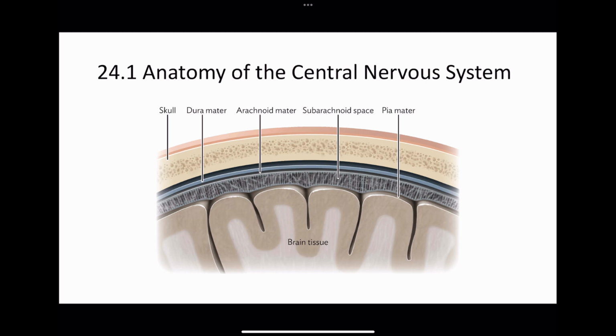The pia mater secretes a clear fluid derived from the blood called cerebrospinal fluid into the subarachnoid space. The subarachnoid space is between your arachnoid mater and pia mater. It is filled with cerebrospinal fluid, which cushions and protects your brain and spinal cord. We produce approximately 500 to 700 milliliters of CSF every day. Elevation of the CSF pressure is very serious and can cause damage to the brain and spinal cord.